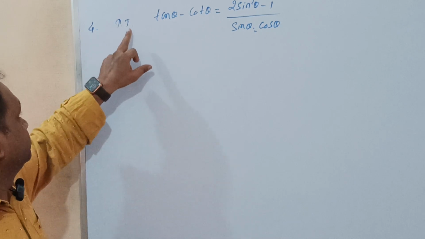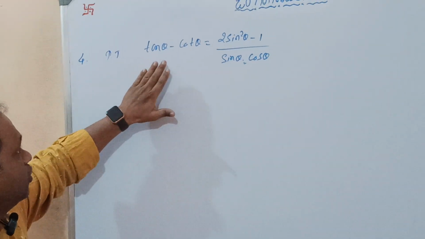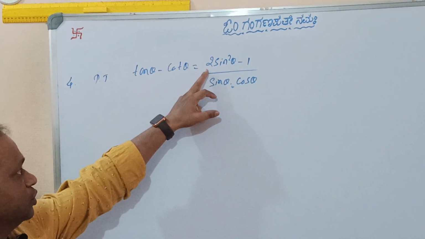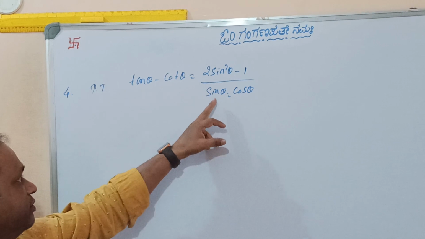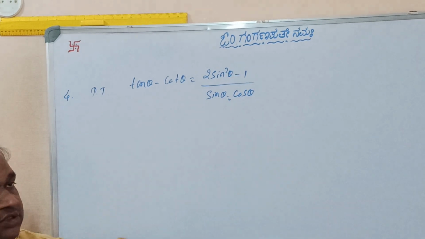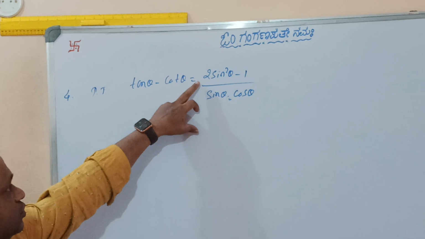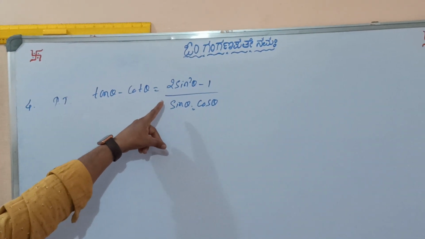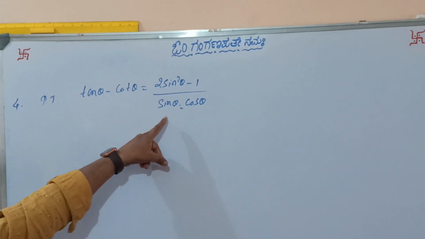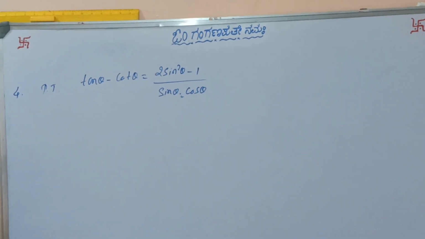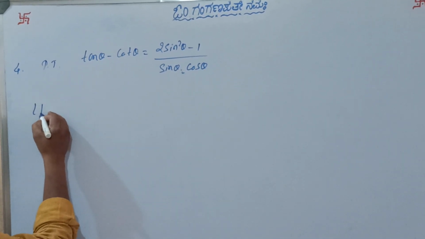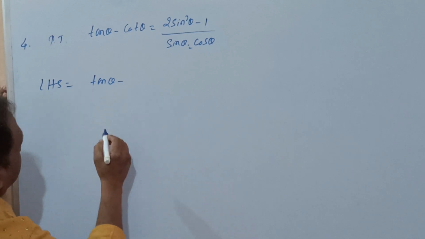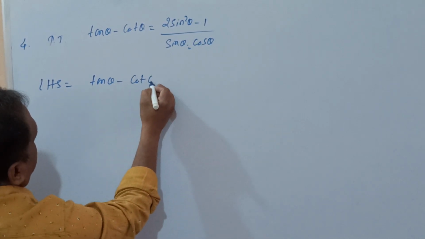Okay, again here also same as the earlier problem what we have done. It is tan theta minus cot theta. Here we are going to prove (2 sin square theta minus 1) divided by sin theta into cos theta. In the earlier problem, 2 cos square theta we have proved. Here we are going to prove 2 sin square theta minus 1 divided by sin theta cos theta. So here also same thing. First consider LHS, tan theta minus cot theta.